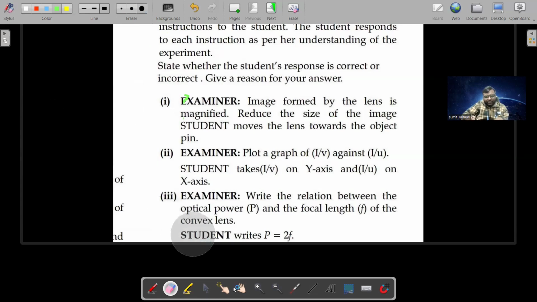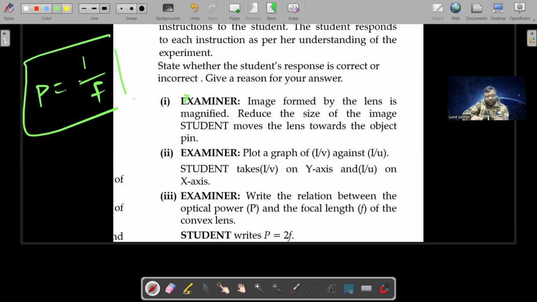Next is: write the relation between optical power P and focal length of a convex lens. And the student's response is P is equal to 2f. Here, as we all know, power is equal to 1 upon f. So here the student's response is incorrect.